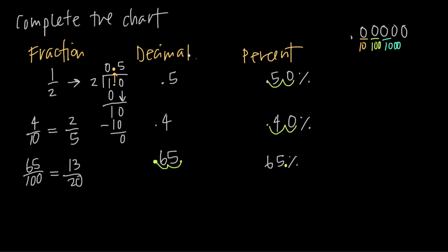So that's how you convert between fractions and decimals and percents. If you start with a decimal or a percent, it's pretty easy to get the other two. If you start with a fraction, you may just have to do your long division to get to decimal, and once you get to decimal, it's really easy to get to percent.